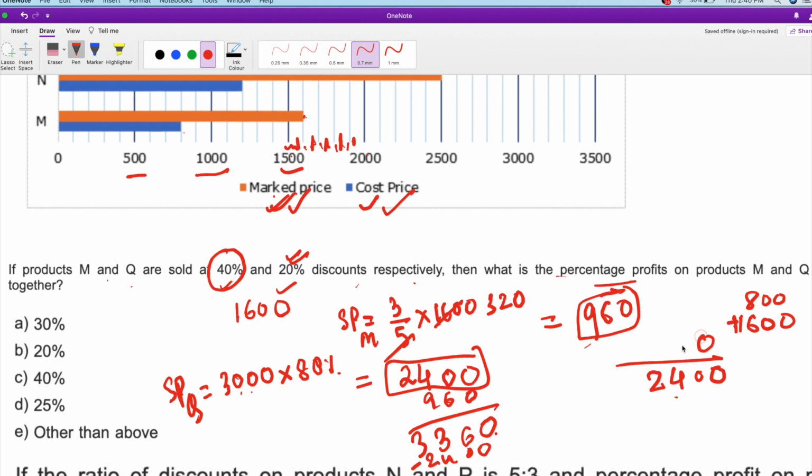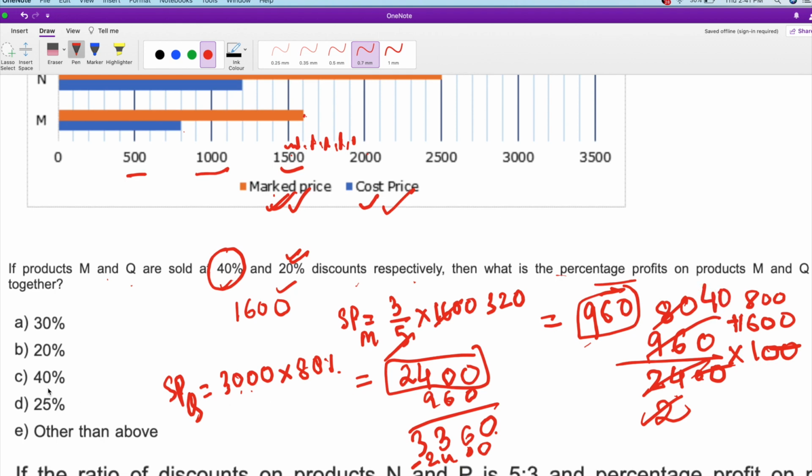Just subtract it. 960 is your profit, into 100. So this is the percentage profit. So 40 is the percentage profit. Your answer is option C.